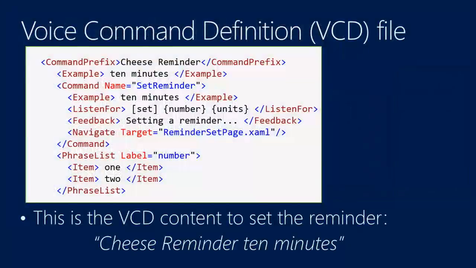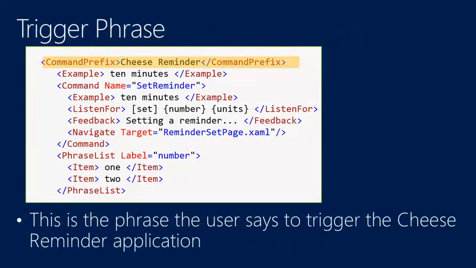Well, this is my VCD content for the cheese reminder, 10 minutes. So the app's called cheese reminder, and that's my command prefix. And then I set an example. In fact, I can talk you through this one line at a time. This is the name of the application. This is the phrase the user says to trigger it.